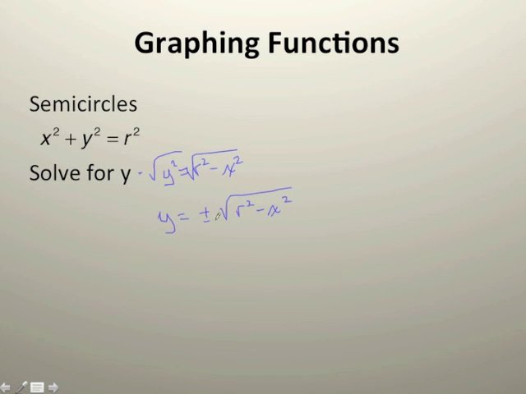This is the whole circle, since it's plus or minus. We can have a semicircle if we only do the top, so the positive part of the square root of r squared minus x squared will be the top semicircle, and the negative part will be the bottom semicircle. This will give me the bottom. And we need to recognize those shapes and recognize that equation.